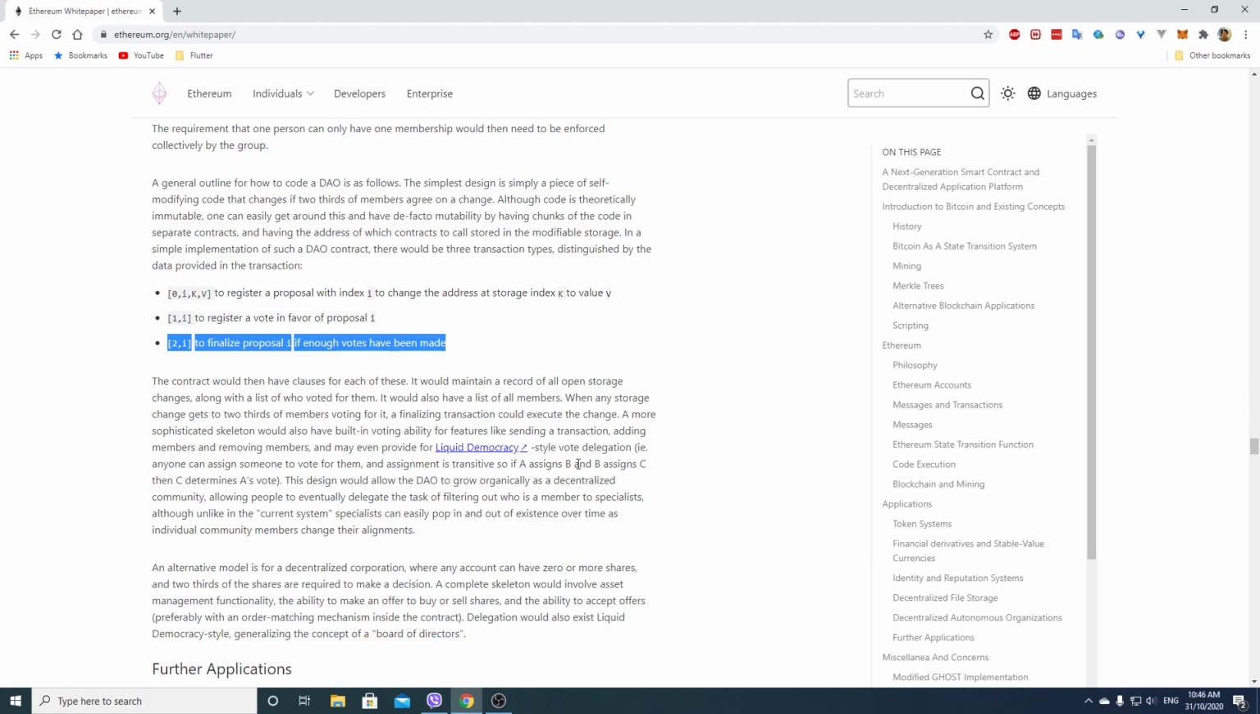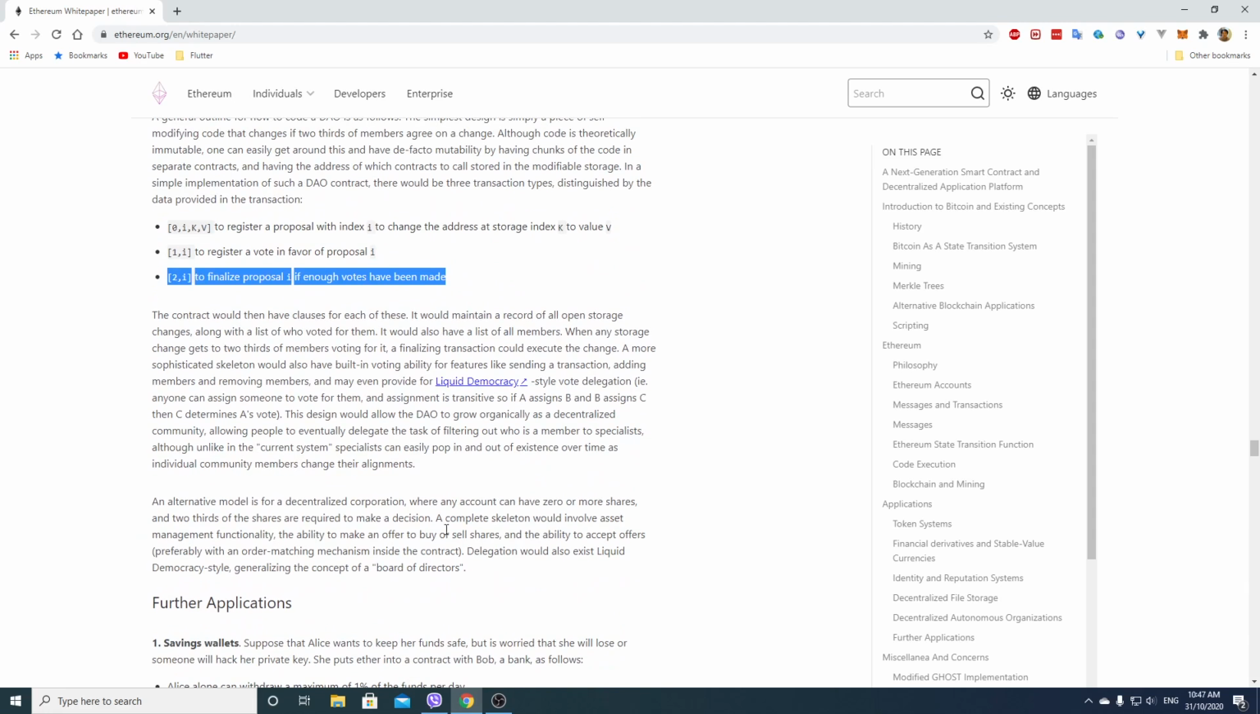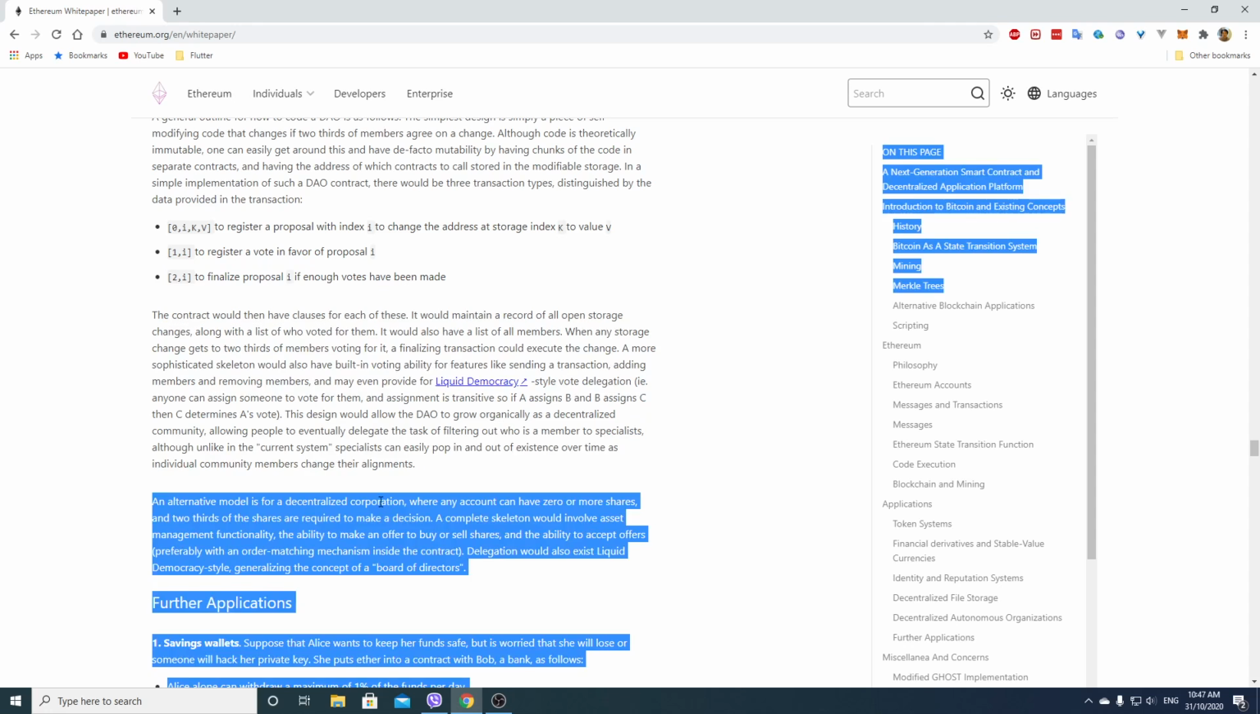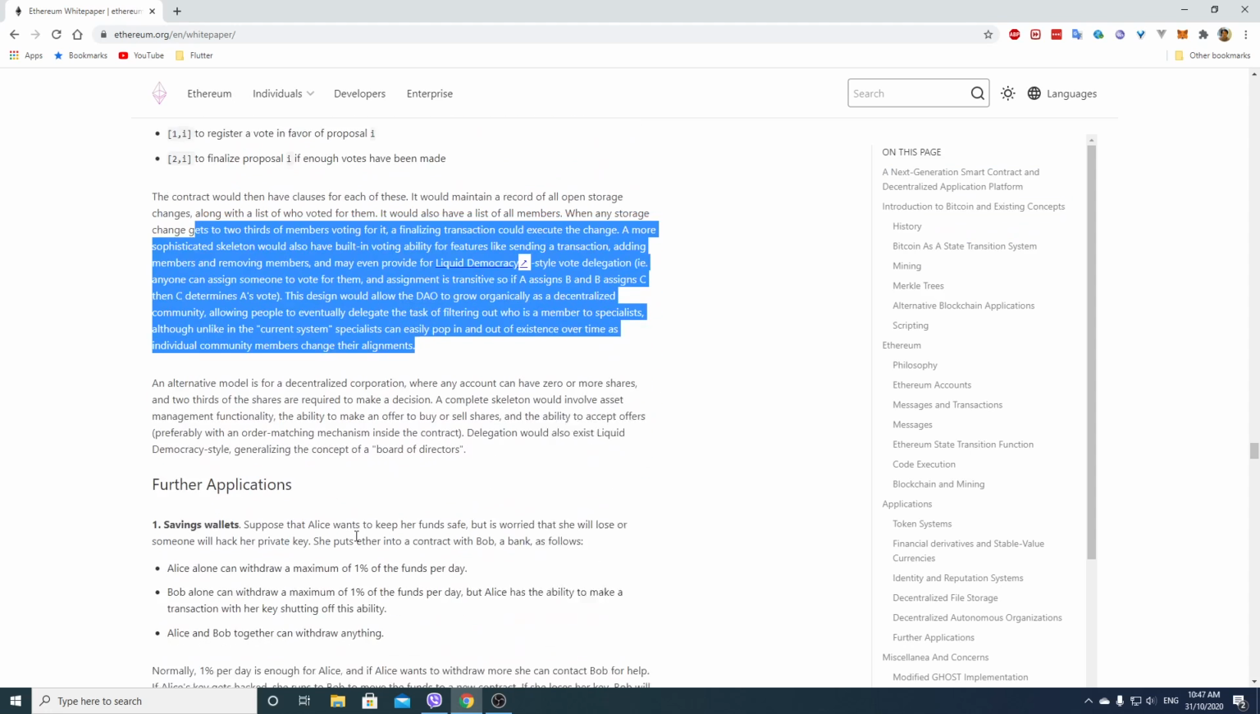Start vote delegation, i.e. anyone can assign someone to vote for them, and assignment is transitive. So if A assigns B and B assigns C, then C determines A's vote. The design would allow the DAO to grow organically as a decentralized community, allowing people to eventually delegate the task of filtering out who is a member to specialists. Although unlike in the current system, specialists can easily pop in and out of existence over time as individual community members change their alignments. Okay, so it's a bit of hand waving, but it's basically once you have a voting system, then you can do a bunch of things.